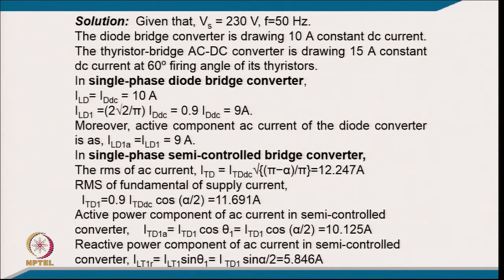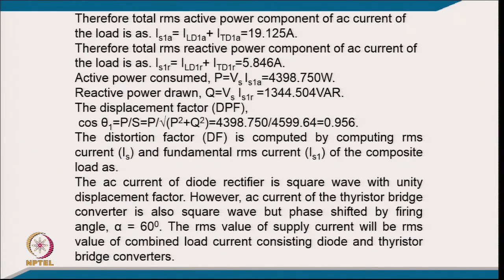In the single phase semi-controlled converter, you can find the AC RMS current from this relation; it comes to 12.247, and the RMS of the fundamental, from this relation, will be 11.691 ampere. The active component of the semi converter will be I_D1 into cos theta 1, putting the value of cos alpha by 2, that comes to 10.125, and the reactive component drawn from the semi converter, with theta 1 being alpha by 2, is 5.846 ampere.